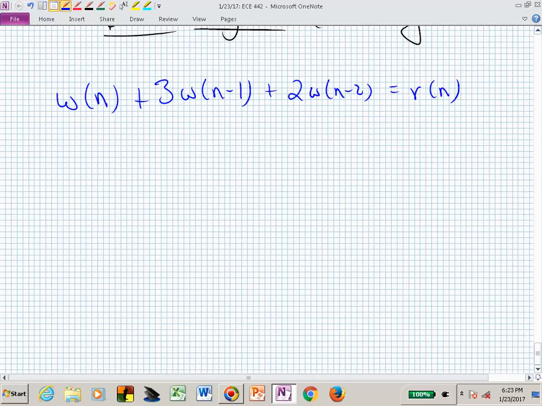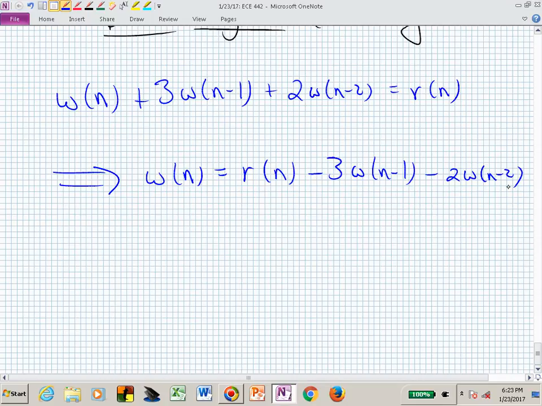To build a block diagram, what we do is we solve for the highest index of n in our dependent variable, W of n. In this case, we have W sub n is R of n minus 3 W of n minus 1 minus 2 W of n minus 2.